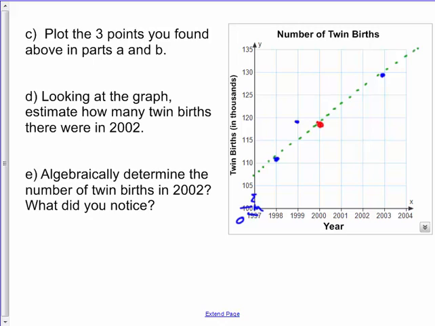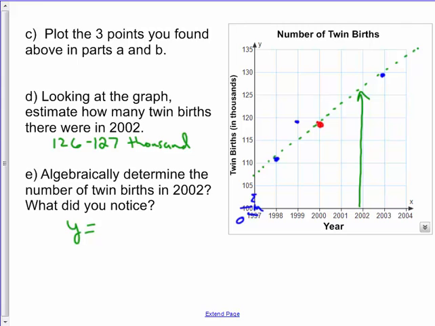So, in D, it says, looking at the graph, estimate how many twin births there were in 2002. So I made a little dotted line there, kind of our line of best fit. And I'm going to look at 2002. So in 2002, there's about 126, maybe 127, I guess. Again, that's in thousands. So 126 or 127,000 births.